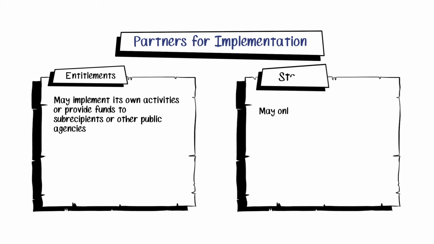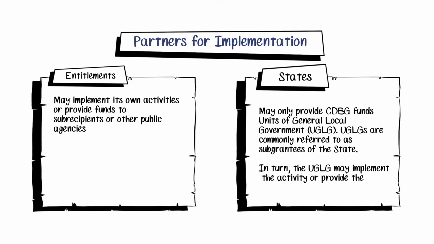In contrast, states may only administer CDBG funds. States cannot implement their own activities. This means that the state's potential partners are limited to non-entitlement units of general local government that apply for funding.